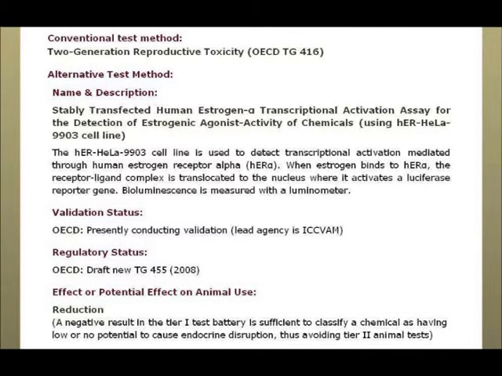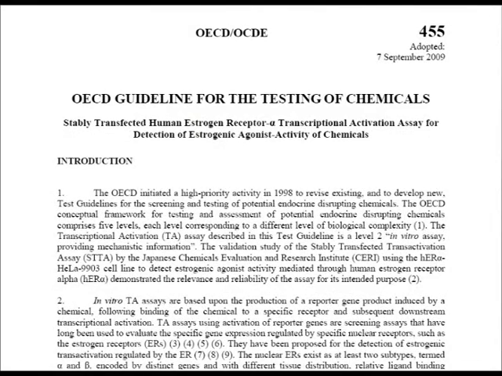Okay, I'm just going to show you this OECD test to show that it has got very high status, and it is accepted by the regulatory authorities, but of course it's not a full replacement. So here it is, the OECD test 455, stably transfected human estrogen receptor alpha transcriptional activation assay for the detection of estrogenic agonist activity of chemicals, and it was adopted on the 7th of September 2009.